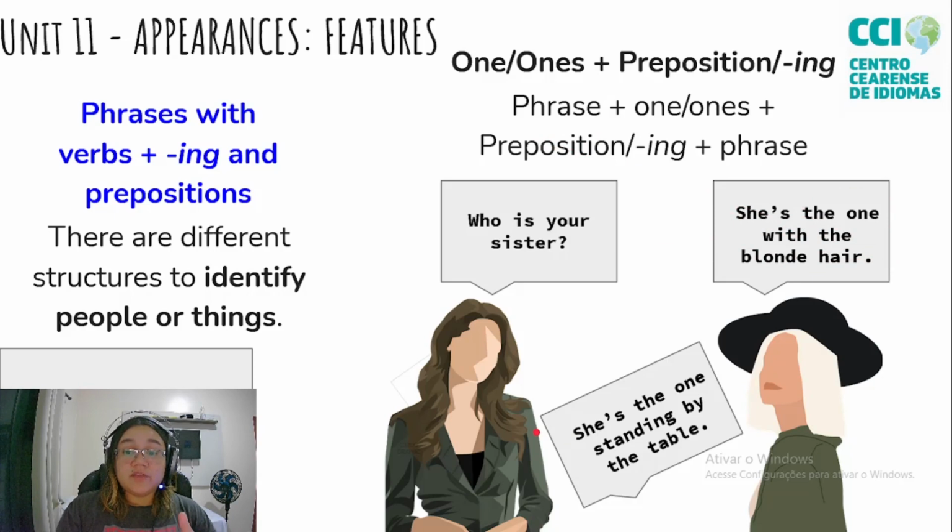But she could also say, she is the one, right? The one stays here. Standing, so instead of using a preposition, she can use the verb with the ing. Standing by the table, and the preposition after the verb in ing form.